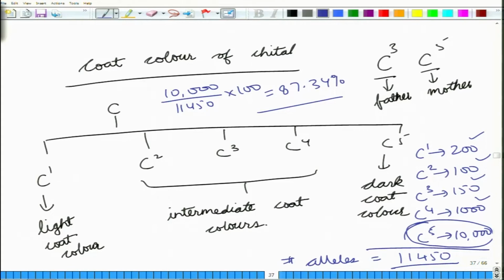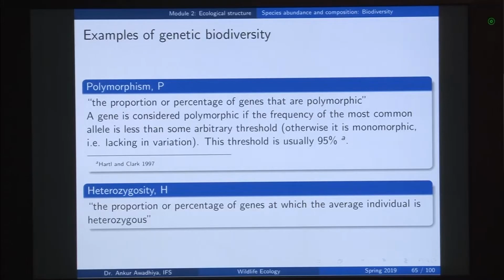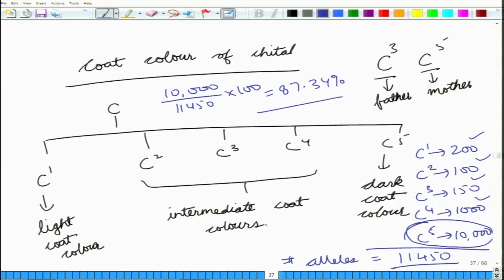Now, is this less than 95%? The answer is yes. So, in this case, we would say that this particular gene is polymorphic for this particular population. Now, suppose we had, in place of 10,000 genes, 100,000 genes.